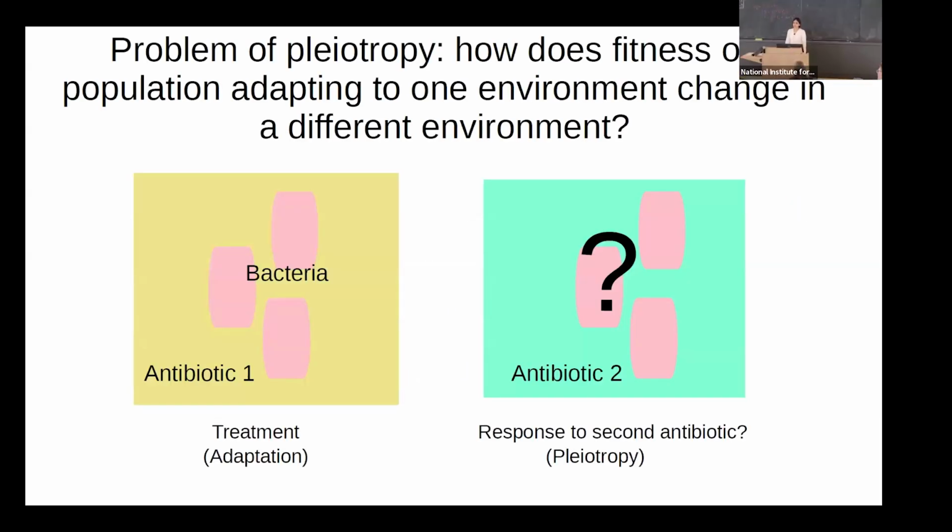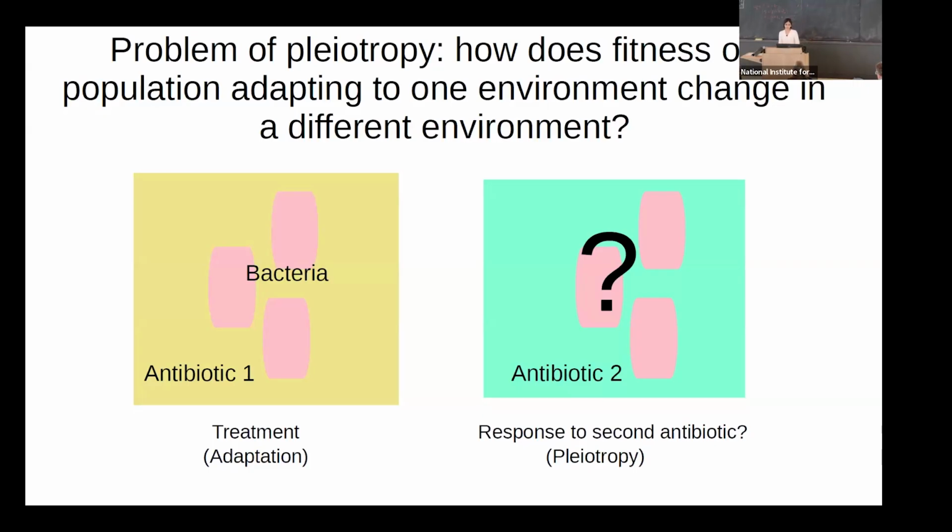Okay, so I'd like to start by motivating the main problem of the talk. There's this idea in evolutionary biology that the same gene can impact multiple traits, and you can also extend this to multiple environments. The same genes have different effects in multiple environments, and this is known as pleiotropy. For the purposes of today's talk, we are going to limit ourselves to this fundamental biological question: how does fitness of a population adapting to one environment change in a different environment?